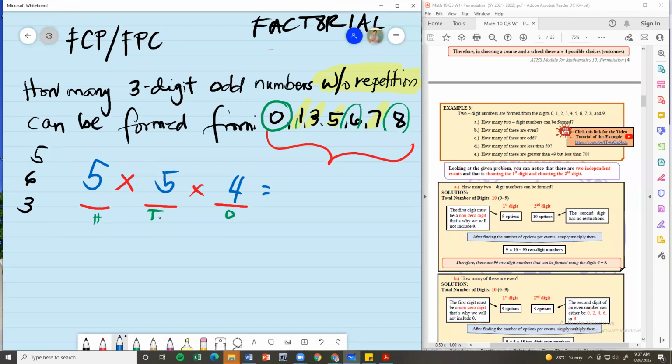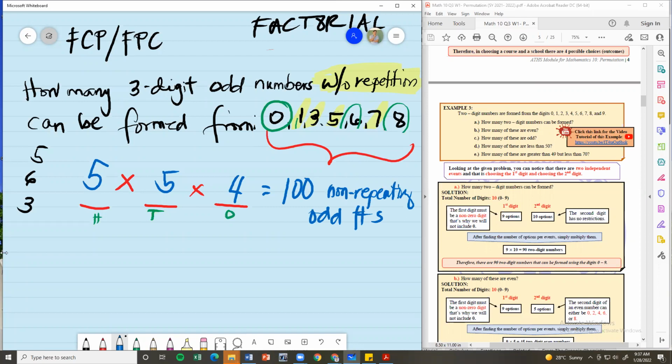What's the answer? Okay, type your answer in the chat box, please. Use your calculator or use your mental math. The answer will be 100. Very good. So there will only be 100 odd, non-repeating odd numbers. That's it. Got it?